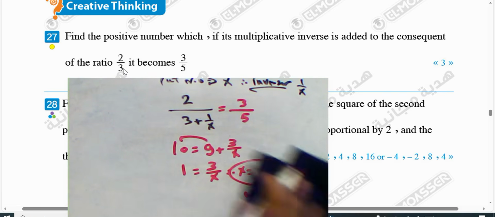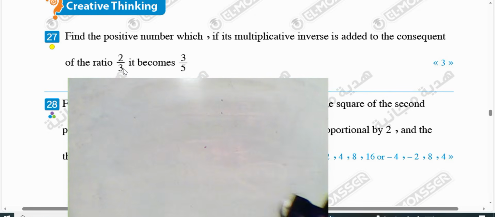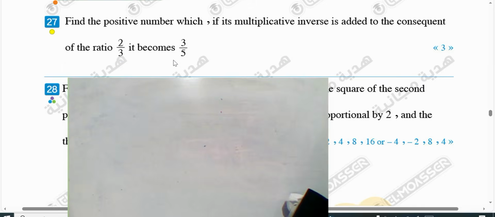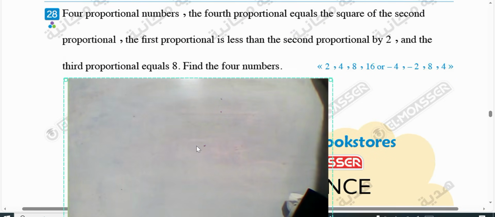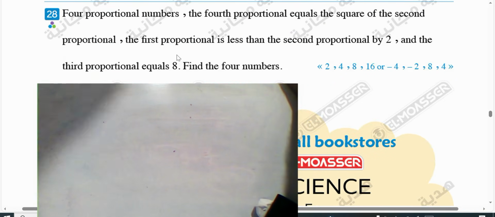The number here will be 3. Next question. This question is not from the book, it is from the Moasser book. For proportional numbers, the force proportional equals the square of the second.